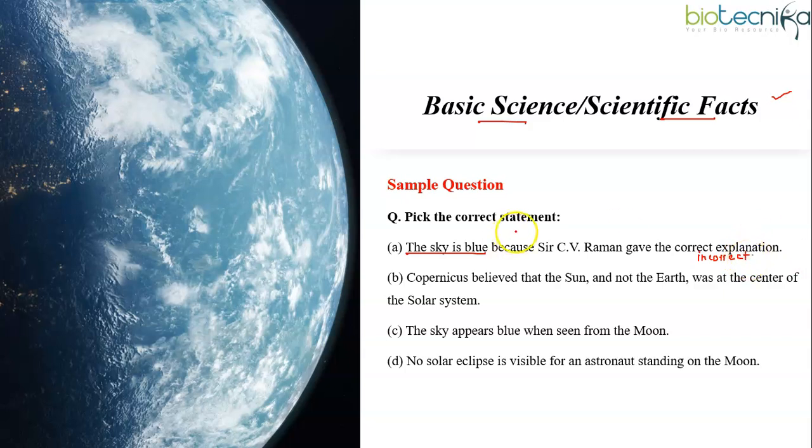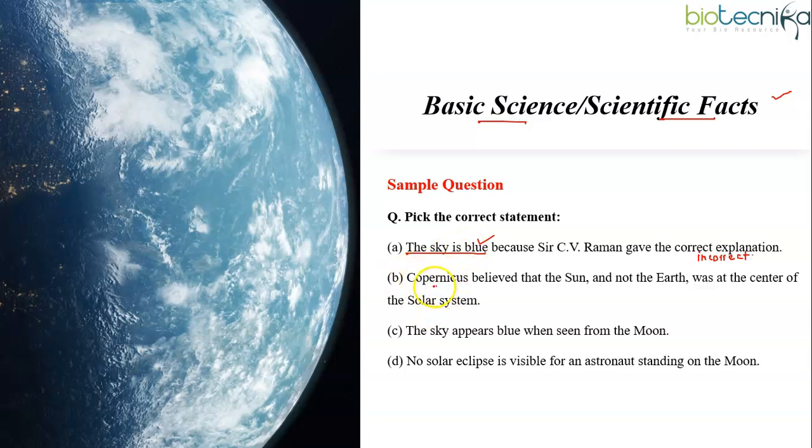because the blue color of the sky is due to Rayleigh scattering. When sunlight enters Earth's atmosphere, it collides with the molecules and small particles, scattering in all directions. Blue light has a shorter wavelength and is scattered more than other colors, making the sky appear blue. But Sir C.V. Raman is known for discovering the Raman effect, which involves the scattering of light, but it is not directly related to the color of the sky. So therefore statement A is incorrect.